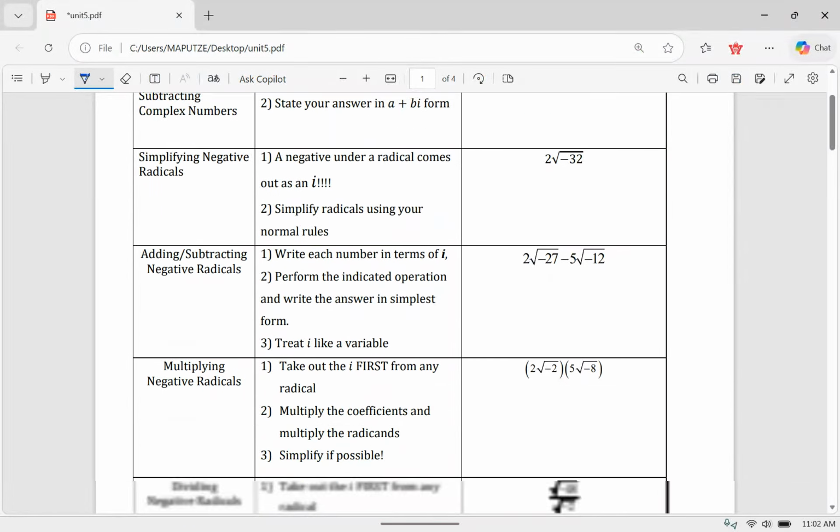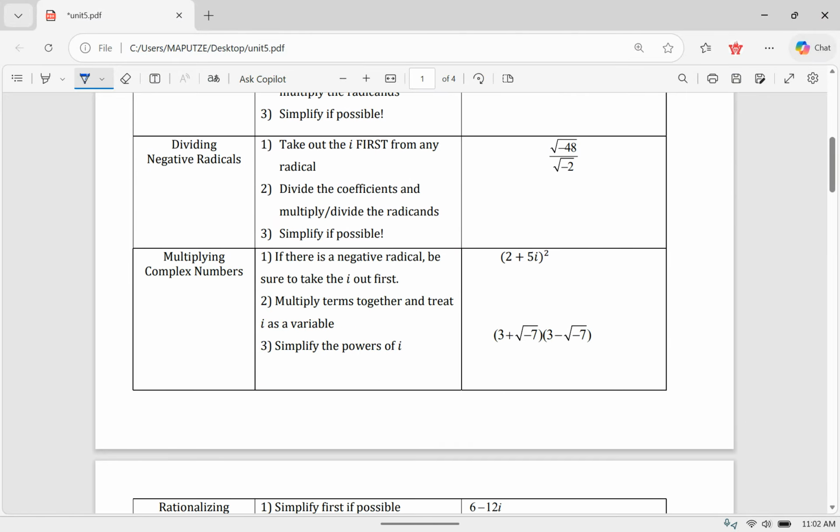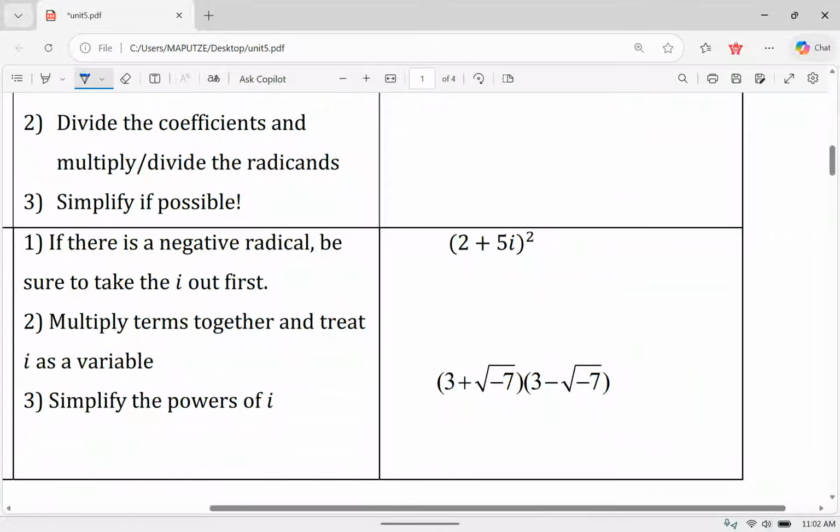So the first thing we're going to do is we're going to jump down to an operation, and we're going to look at this (2 + 5i) squared. So when we see that, hopefully we are thinking, hey, we got to write that twice. So there are 2 of these, and then we're going to FOIL.